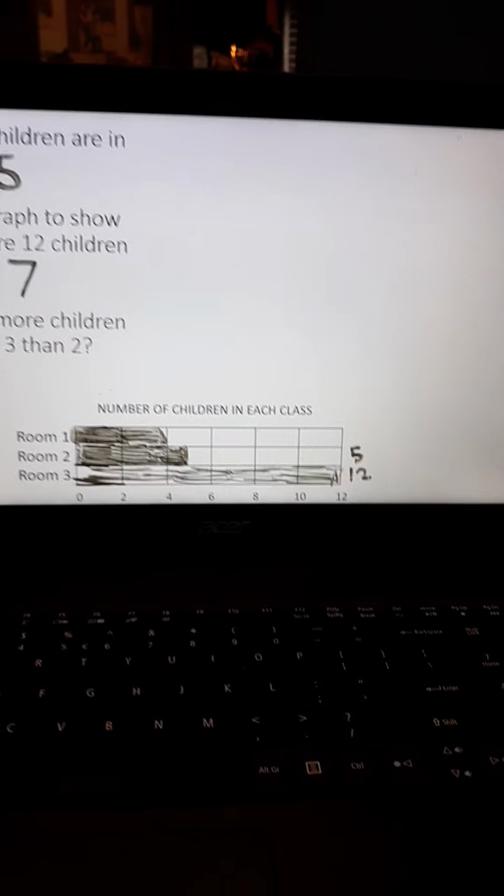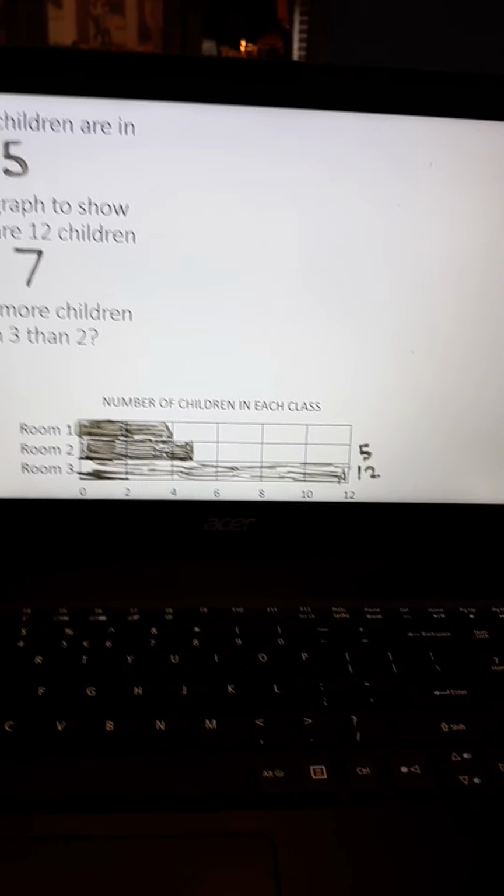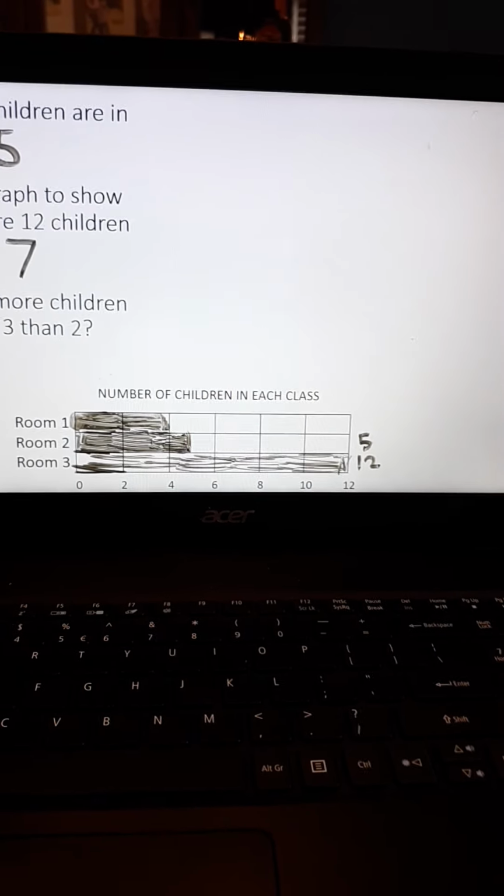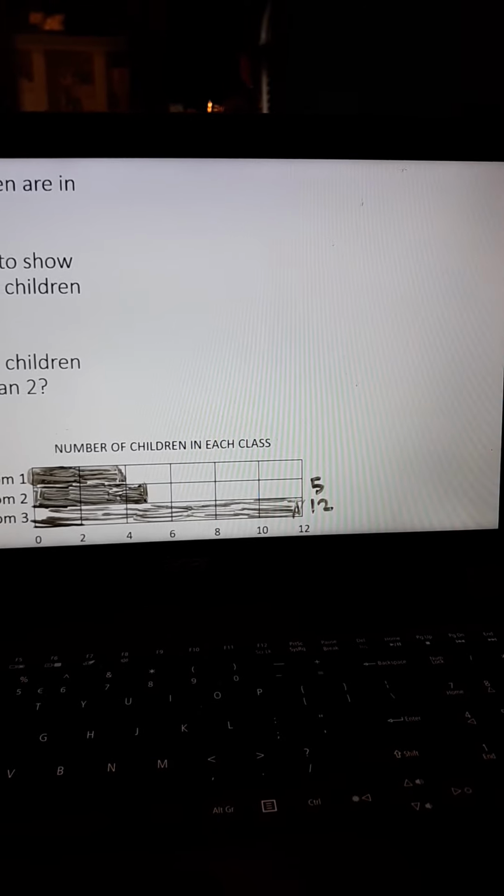But there we go. So there are 7 more in room 3 than in room 2. So I'm comparing the two. I'm trying to find the difference. So anytime you want to know the difference in two numbers, you are subtracting.